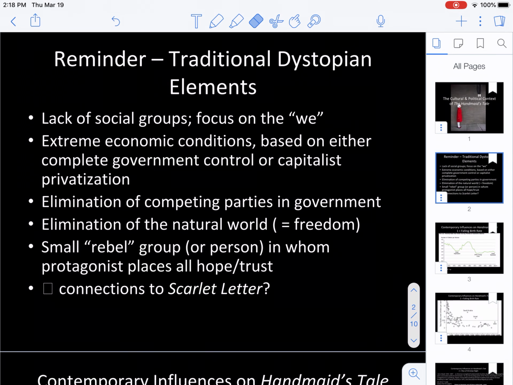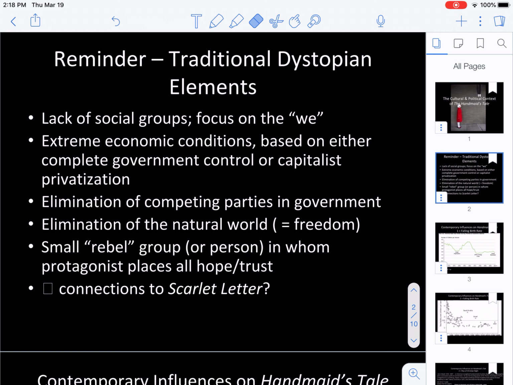So, just a reminder, in case I didn't have you sophomore year or you didn't study dystopias before, traditional dystopias don't have social groups. It's basically the we of the state, so you can't have Girl Scouts or sports teams or that kind of thing. There's extreme economics. Usually the government takes over and there's like a rationing system, or something like Amazon would take over, and that'd be more the case of like a Brave New World. But usually it's the government, like 1984. There's elimination of any competing parties in government, so there's just one party who's in power forever. There's no nature, because nature represents freedom.